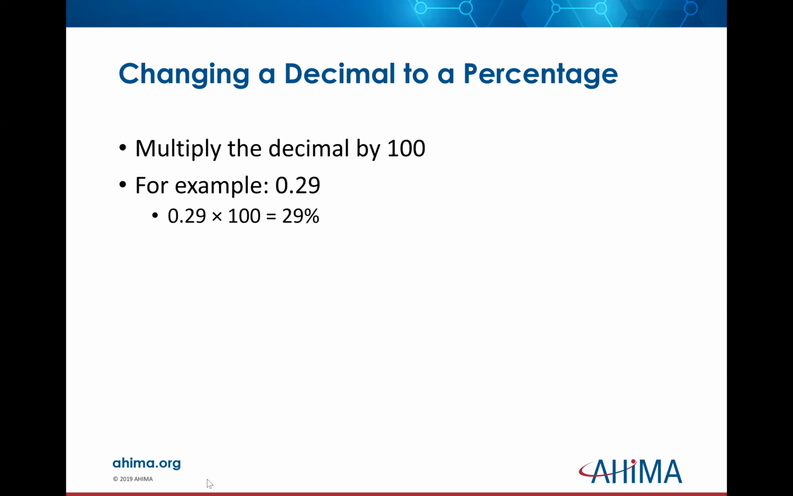So again, more of the same. Multiply the decimal times 100, and it puts it in percent. 0.929 times 100, 92.9%. Very straightforward.